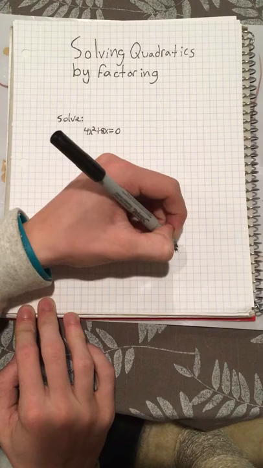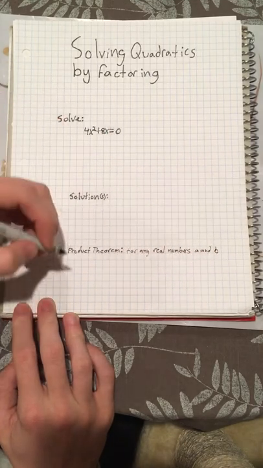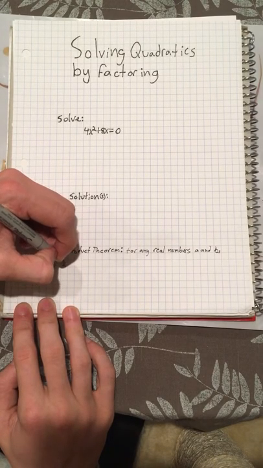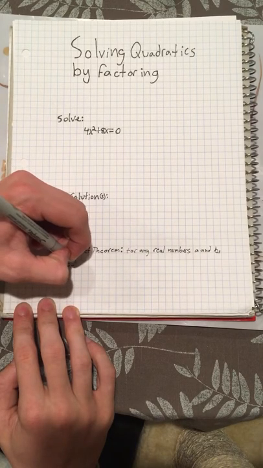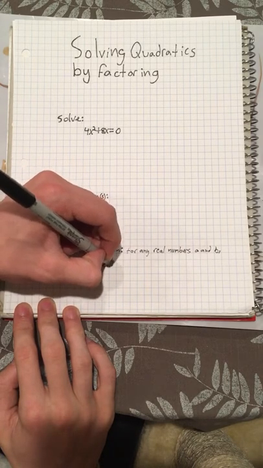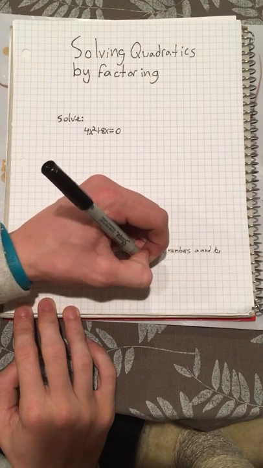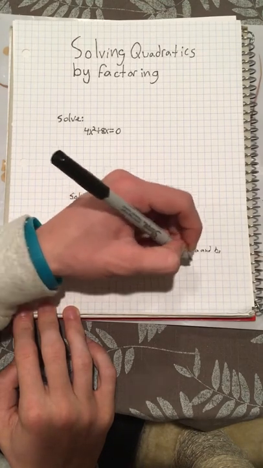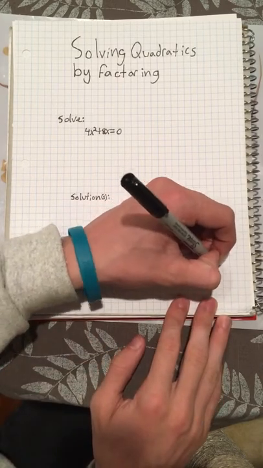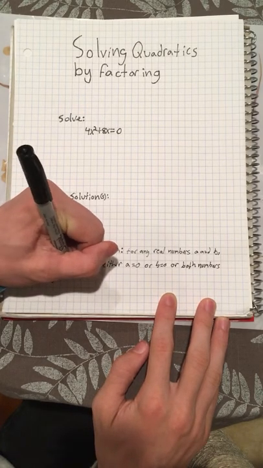real numbers A and B, if A times B equals 0, then either A equals 0 or B equals 0, or both numbers equal 0.